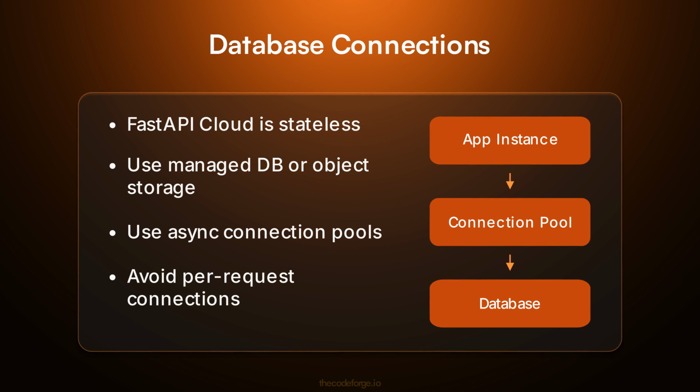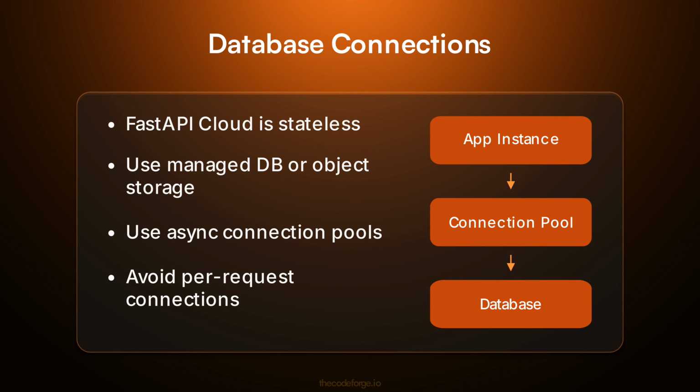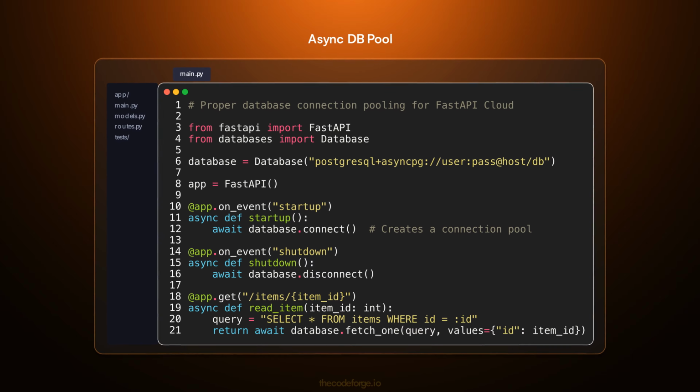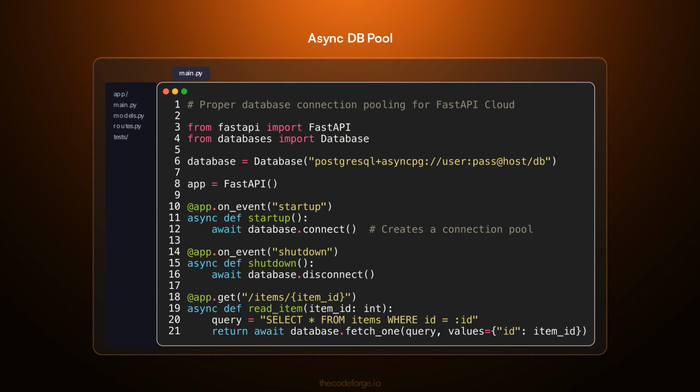FastAPI Cloud instances are ephemeral. Don't store session data or files locally. Use a managed database with an async connection pool to avoid exhausting connections. This code creates a connection pool on startup and reuses it across requests. Don't use SQLite. The file system is ephemeral and data will be lost.